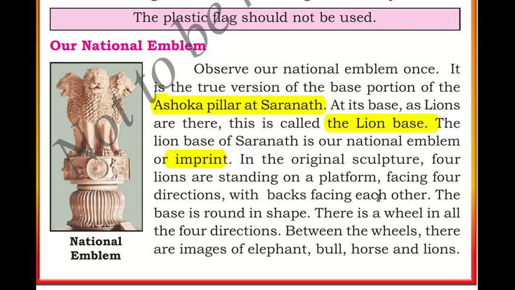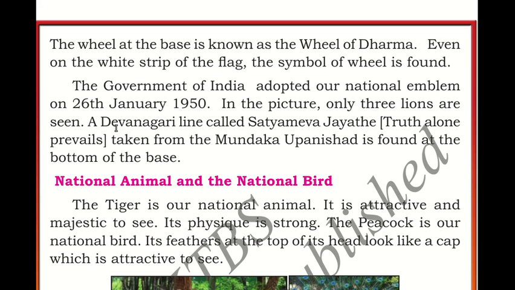So there are 4 lions and they have their backs to each other and they are facing 4 directions. Between the wheels there are images of an elephant, bull, horse and lions. So over here we have the wheel and we have the elephant, the bull, the horse and lions engraved between the wheels. The wheel at the base is known as the wheel of Dharma. Even on the white strip of the flag, the symbol of the wheel is found. The Government of India adopted our national emblem on 26 January 1950. In the picture, only 3 lions are seen.